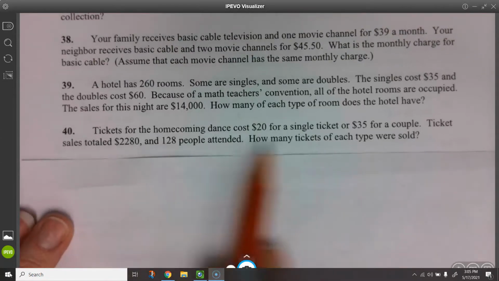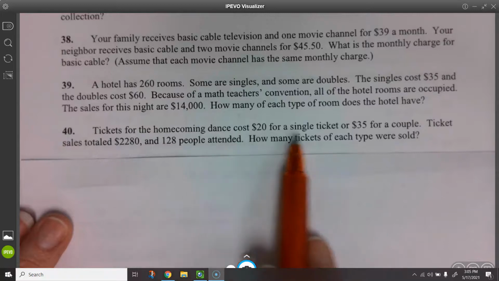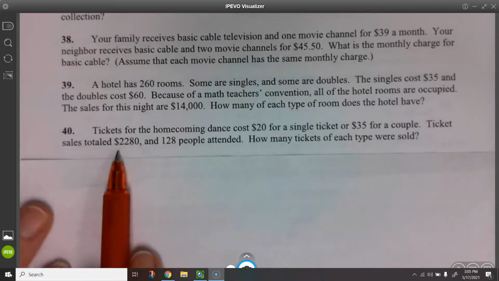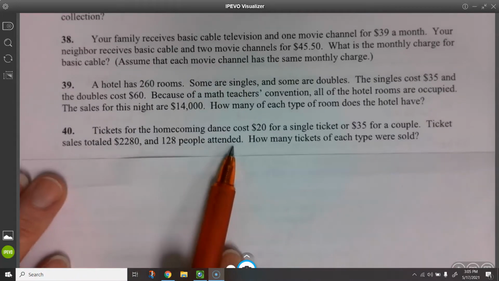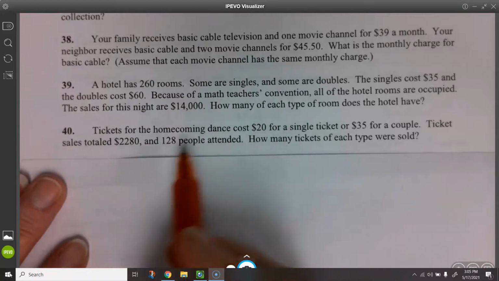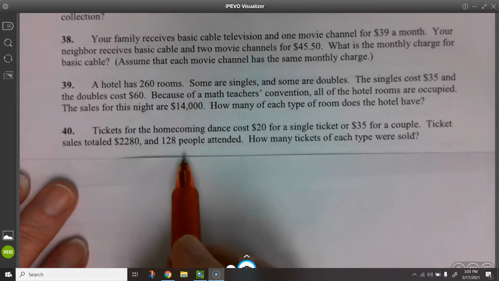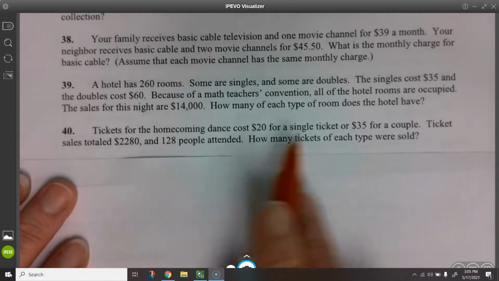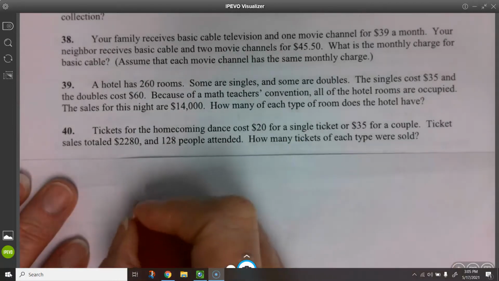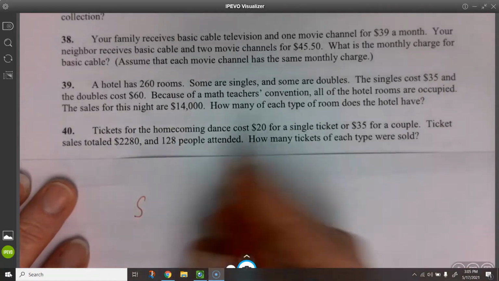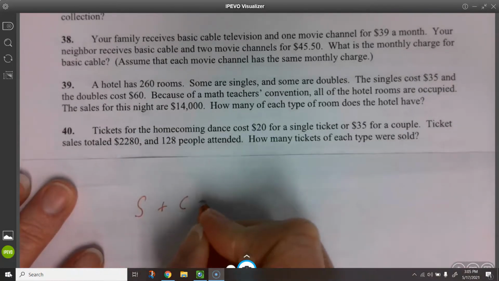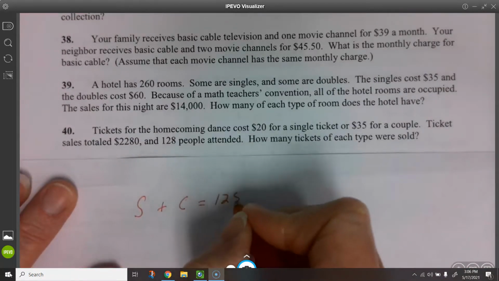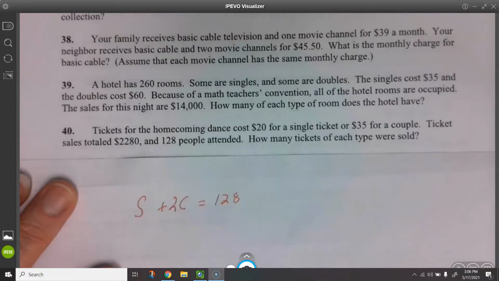So let's take, for instance, number 40. Tickets for the homecoming dance cost $20 for a single ticket or $35 for a couple. Ticket sales total $2,280, and there are 128 people that attend. So do you see one equation is going to be how many people attend, and one is going to be what is the total amount. So we have single people, so we'll call that S. And then we have couples, and we're going to get that those are a total of 128 people. But a couple is going to be 2 people.